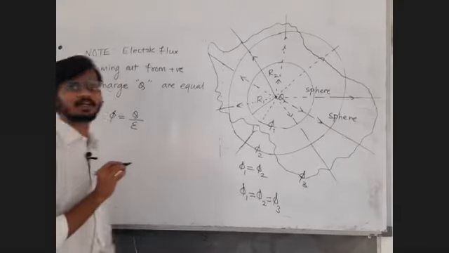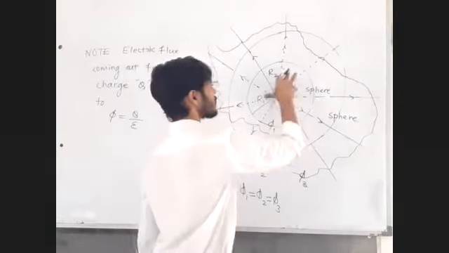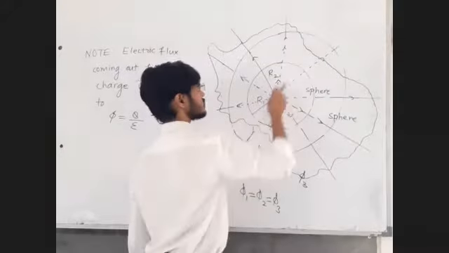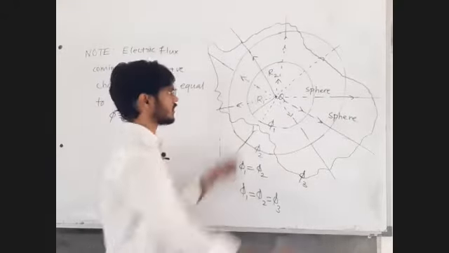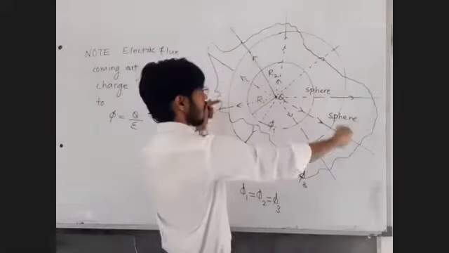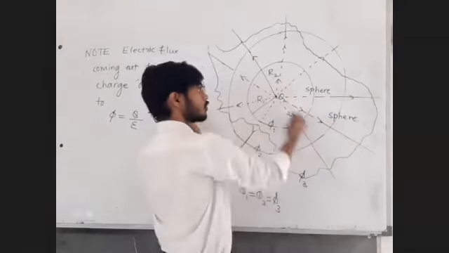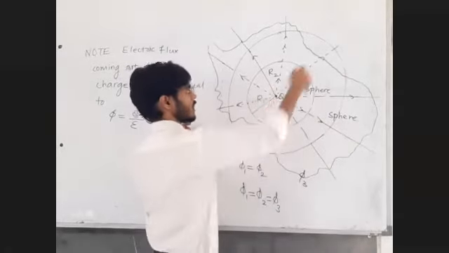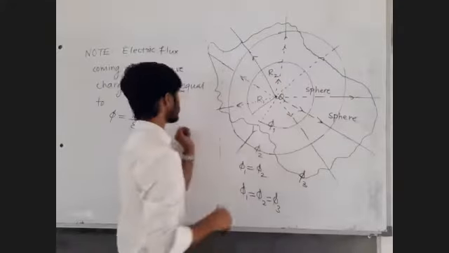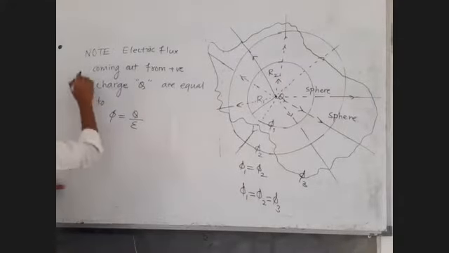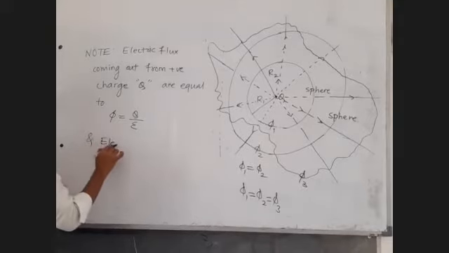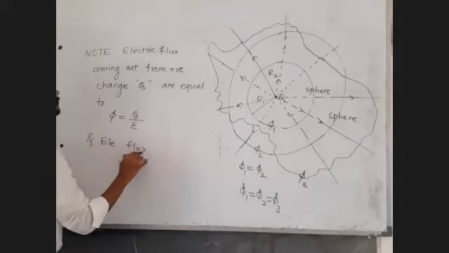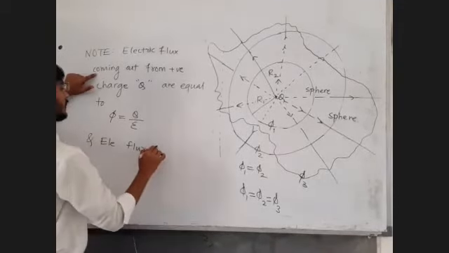Sir, if electric flux comes out from the positive charge, that is, electric field lines go away from the positive charge, then if it is a negative charge, electric field lines will end on it, or come towards the negative charge. If it is a negative charge, electric field lines will be towards the charge. In that case, what will you write? In that case, you will write electric flux terminating or ending.